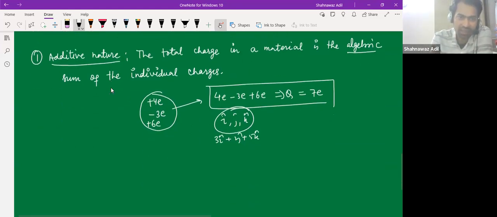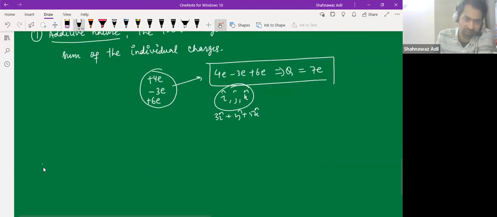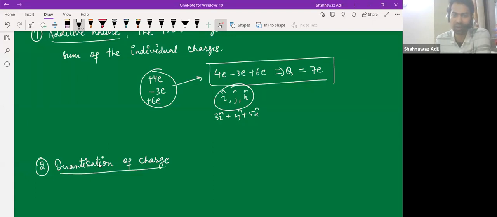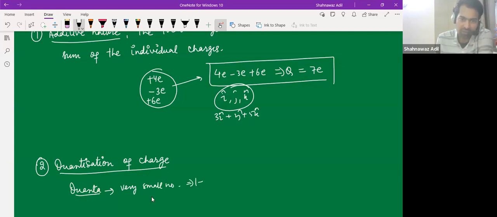And then we have the quantization of charge, right? So what is the meaning of this quantization? Quantization is made up of quanta. Quanta means a very small number. In our case, for the case of charge, one quanta is this small charge, e.